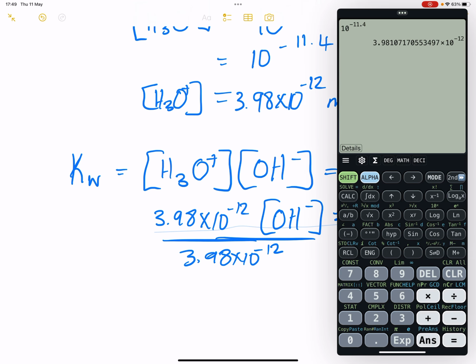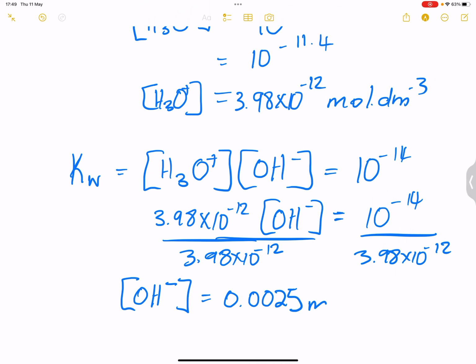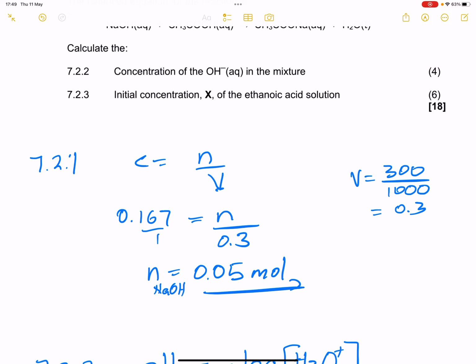So I'm going to take 1 × 10^-14 and divide by 3.98 × 10^-12, or take the inverse of that answer. I get the hydroxide ion concentration to be 0.0025 moles per cubic decimeter. Remember that we're looking for the concentration of our hydroxide ions.